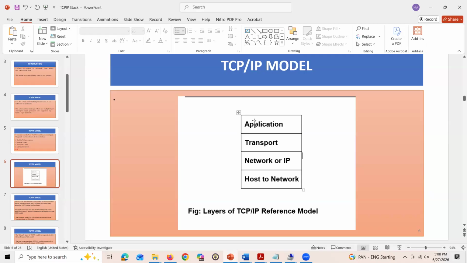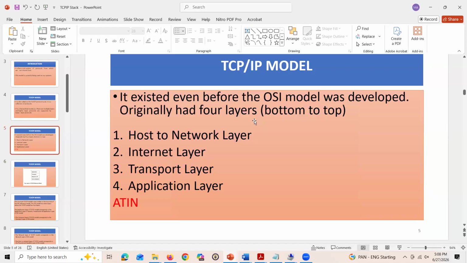Now, the top 3 were combined to form the application layer. Then transport remains the same, no change. And then the network layer has been replaced with internet. Then we have the last ones, the data link layer and the physical layer, which have also been combined to form what we call the network frame or network layer.